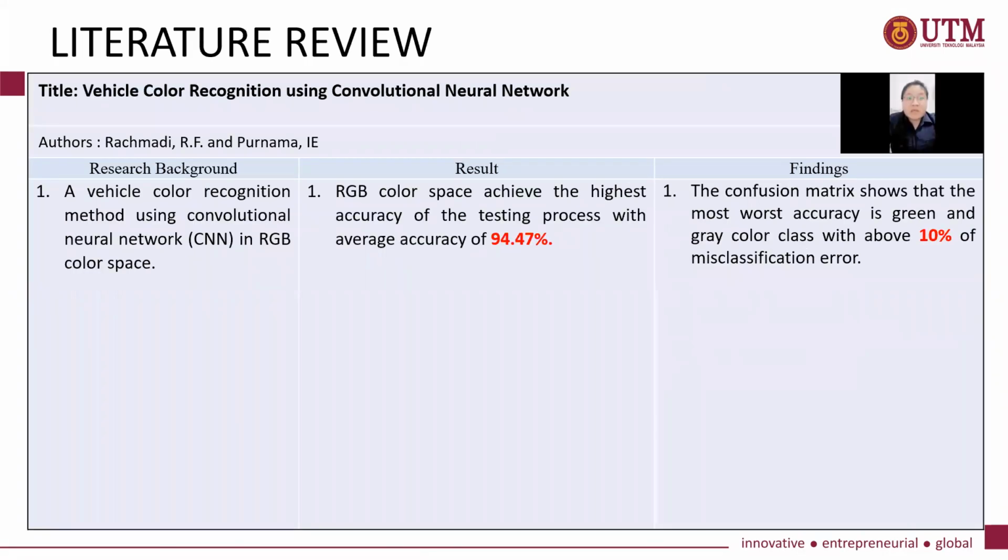The title is Vehicle Color Recognition using Convolutional Neural Network, CNN. From the result, the RGB color space achieved the highest accuracy in the testing process with an average accuracy of 94.47%. From the findings, I found that the confusion matrix shows the worst accuracy is for the green and gray color classes, with above 10% misclassification error.